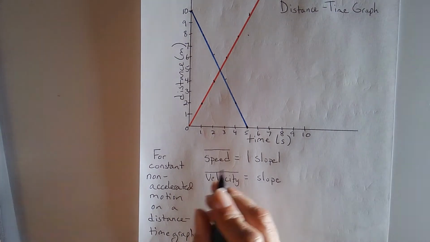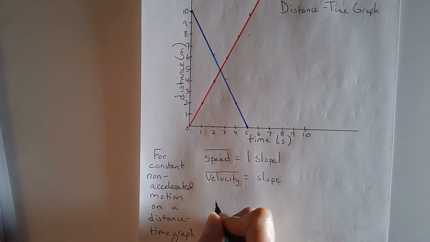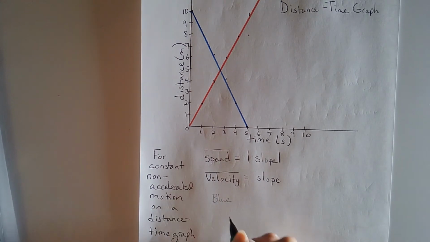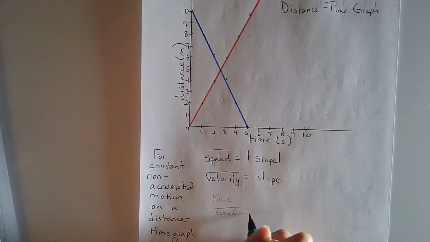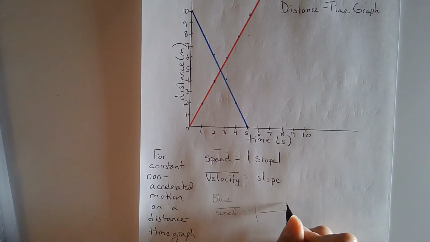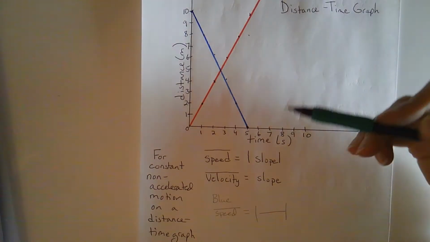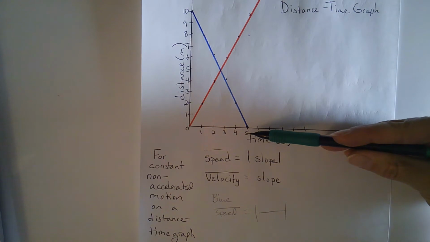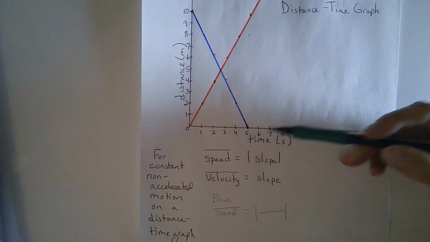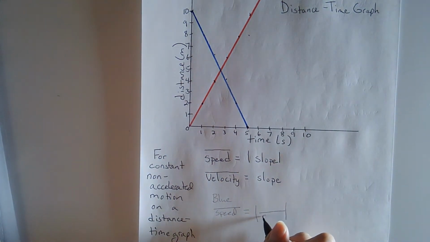So if we were to look at this graph up here for our blue line of motion, the average speed is equal to the absolute value of the slope. So we can find our slope by doing rise over run or change in y over change in x, right? So we're just going to use the full range of motion here. So from 0 to 5 seconds, so time 5 seconds minus 0 seconds.